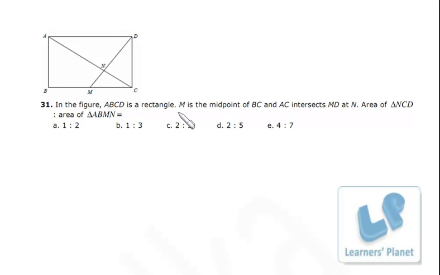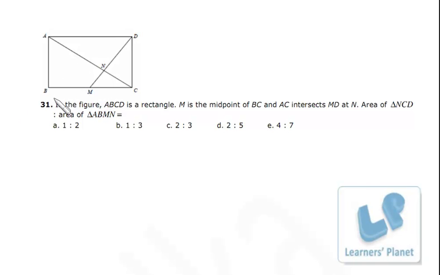In the figure, ABCD is a rectangle. M is the midpoint of BC and AC intersects MD at N. Find the ratio of the area of NCD to the area of ABMN. It's not a triangle, it's a quadrilateral. ABMN and NCD. That means the area of this region and the area of this region.